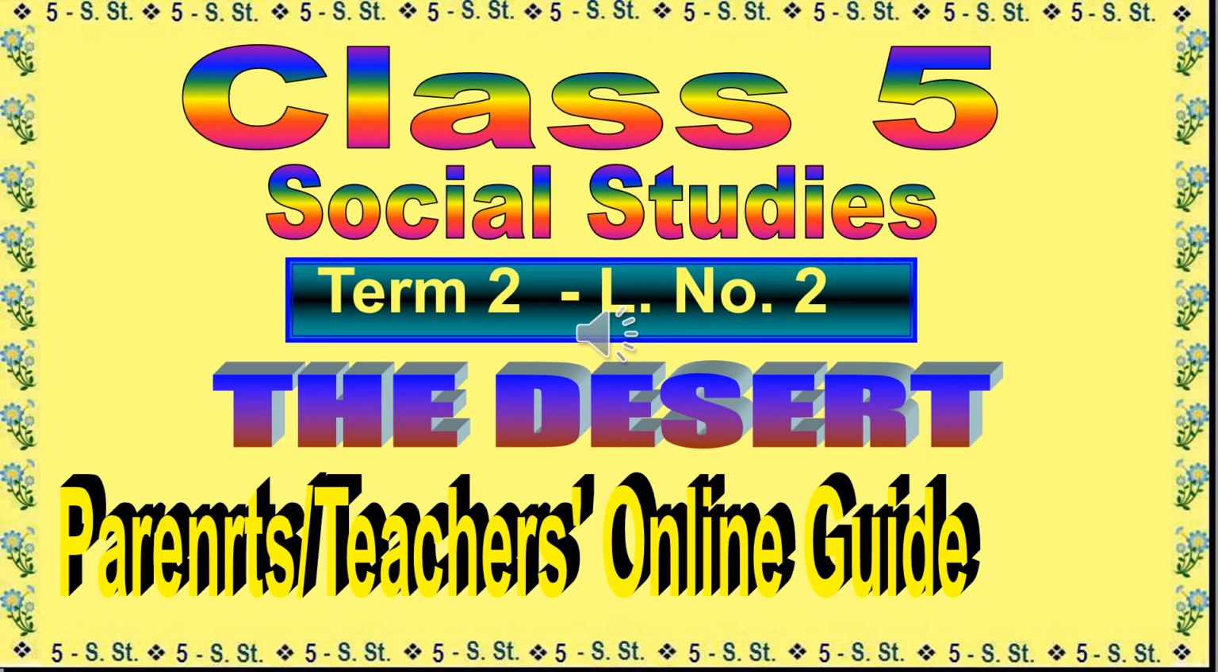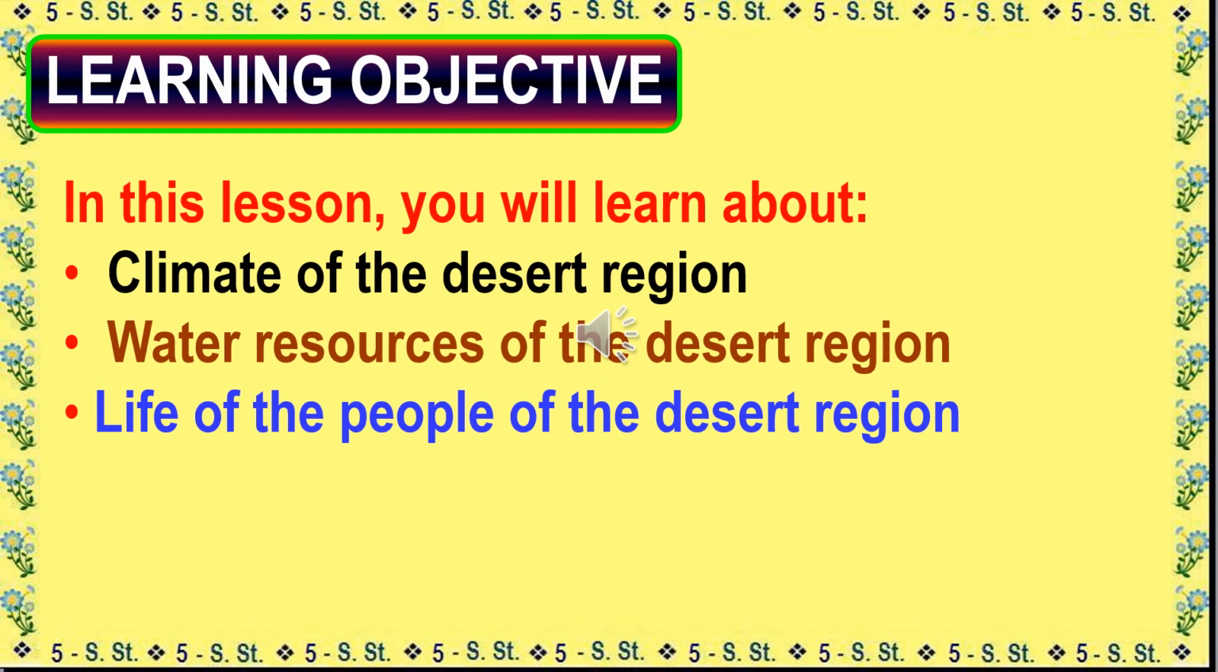Class 5 Social Studies Term 2, Lesson number 2: The Desert. Learning Objective: In this lesson you will learn about the climate of the desert region, water resources of the desert region, life of the people of the desert region.